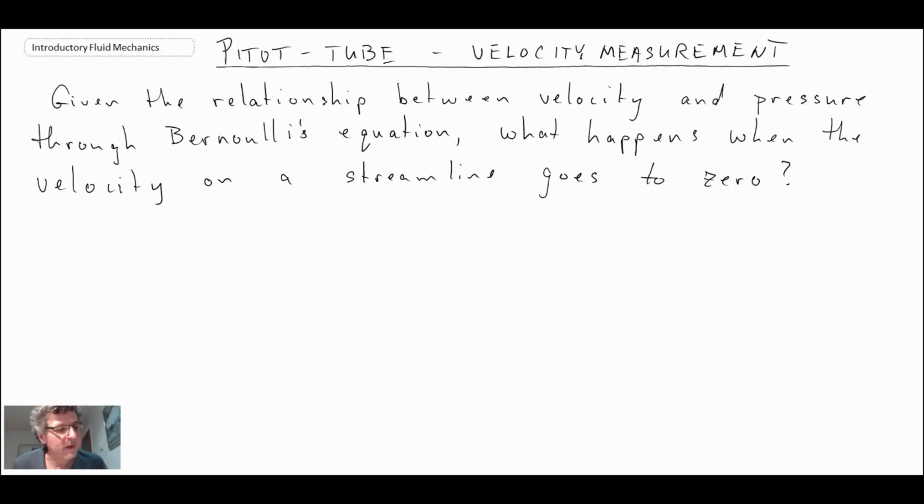So what we're going to do is look at the relationship within Bernoulli's equation. We ask ourselves the question, what happens when the velocity along a streamline comes to zero? And this is kind of important to the measurement of the pitot-static tube itself.